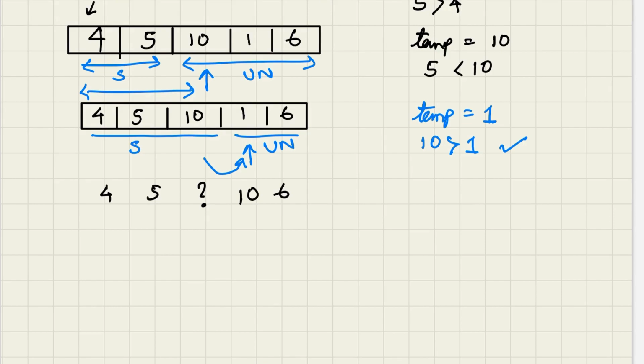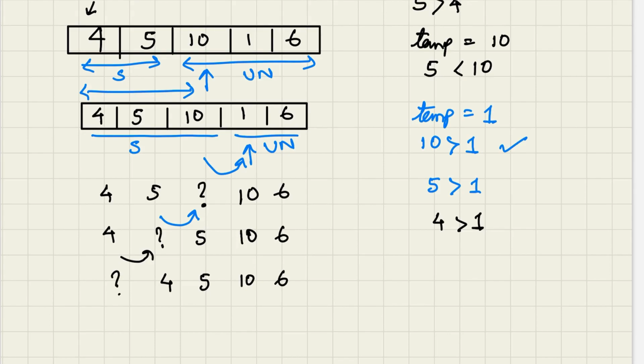So if you see, 5 is greater than 1. So I have to again move this 5 to my right side. So it will be 4, question mark, 5, 10 and 6. Now again I will compare 4 with 1. So 4 is greater than 1. So I will again shift the 4 here. So 4, 5, 10 and 6, and I have this question mark. I don't have any elements left to compare. So I will put this 1 in the original place where it should be.